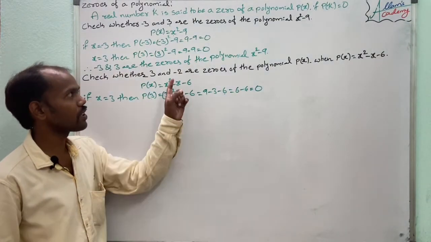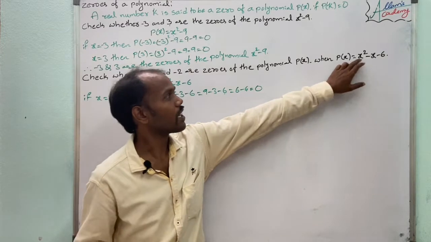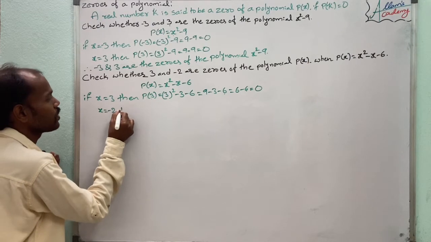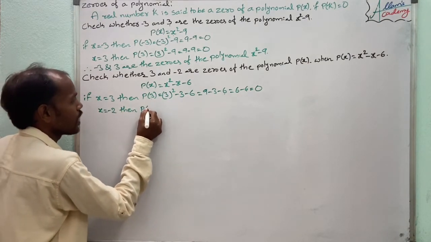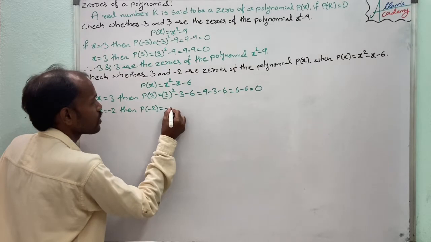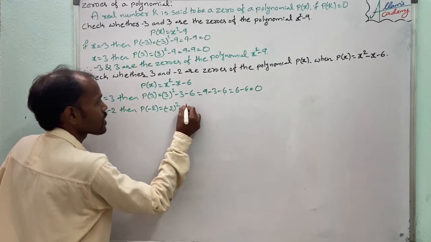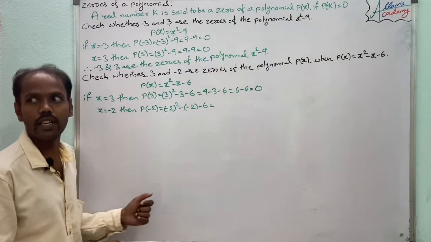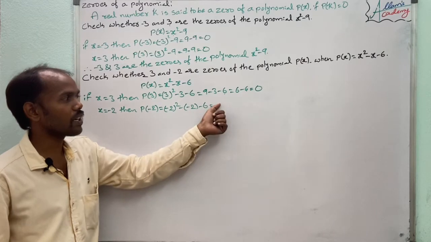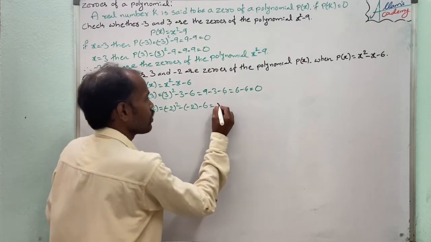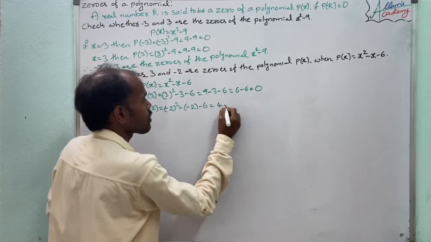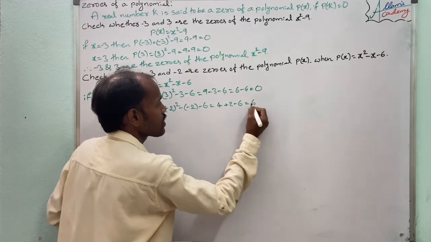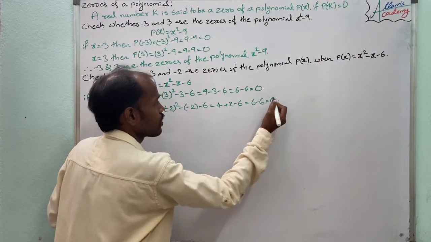Now if we substitute x equal to minus 2 in the polynomial x square minus x minus 6, what happens? If x equal to minus 2, then p of minus 2 equal to (minus 2) whole square minus (minus 2) minus 6. Minus 2 square, the exponent is an even number, so we get a positive symbol only. 2 square equal to 4. Minus into minus is plus 2, minus 6.